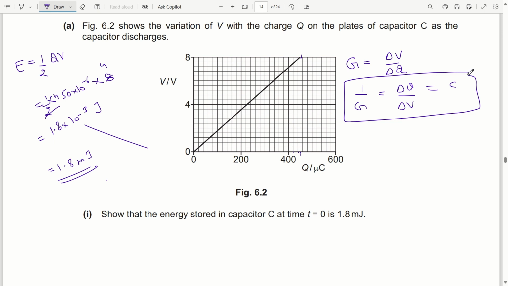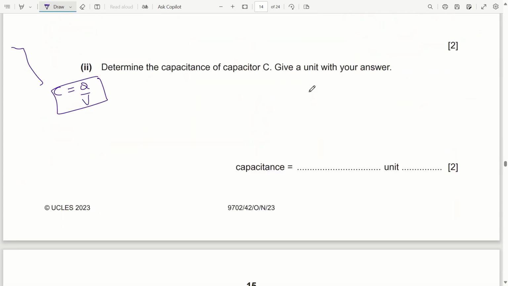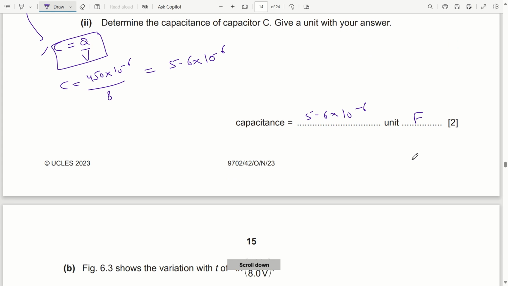So it will be 450 microcoulomb divided by 8. So capacitance C is equal to 450 into 10 raised to power minus 6 divided by 8, and it will be equal to 5.6 into 10 raised to power minus 6, that is the magnitude, and the unit for capacitance is farad and we denote it as F.